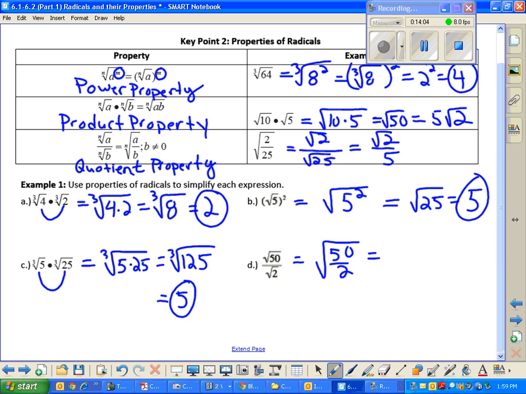You have A through B on independent practice 1. Alrighty. We will continue this section tomorrow. To be continued.